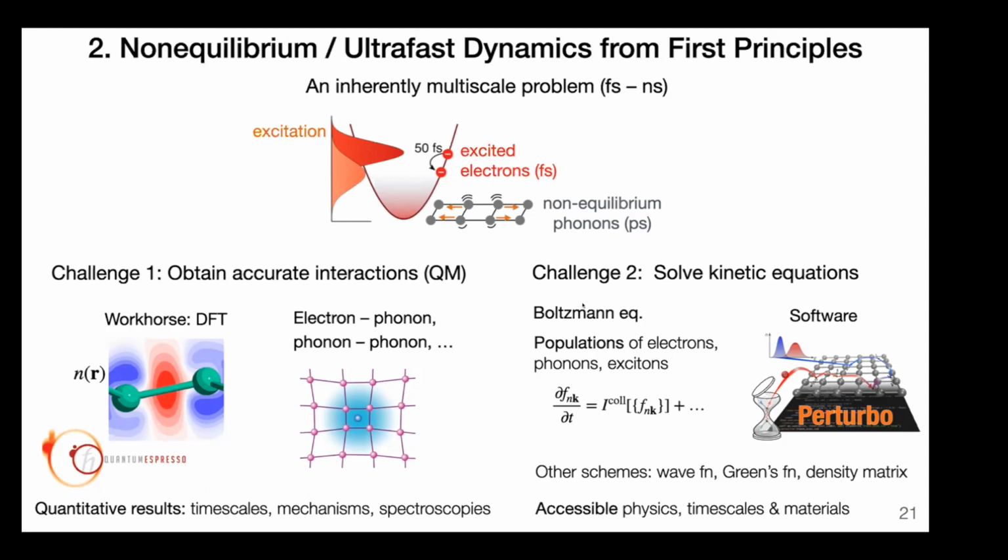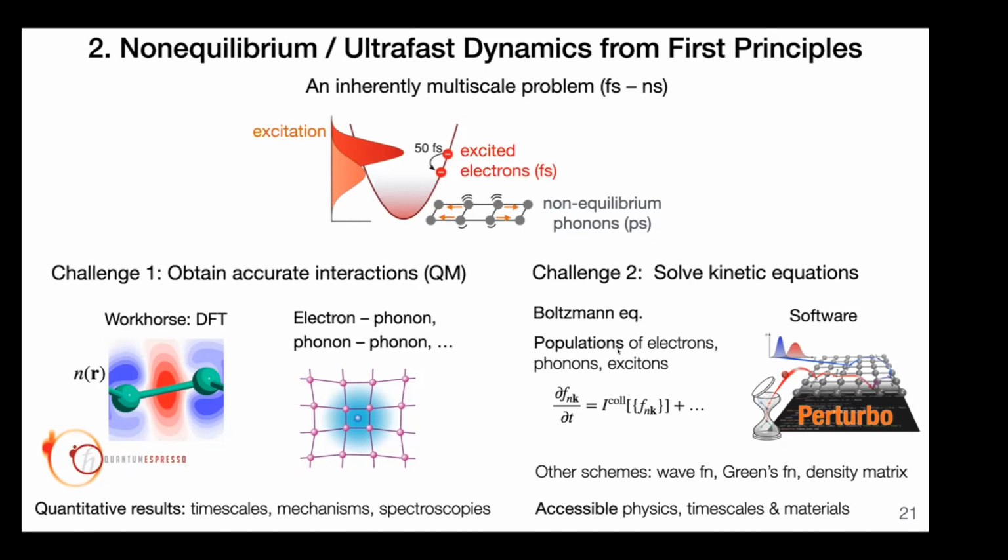Once we have the interactions, we need to solve kinetic equations. And here, within the first principles landscape, you basically have a wide range of methods. Some focus on the wave function, like time-dependent DFT. Others propagate the Green's function with the density matrix. The choice that we've made is, again, to focus on the Boltzmann equation, which provides a trade-off between cost and accuracy, and also the breadth of physics that one can access.